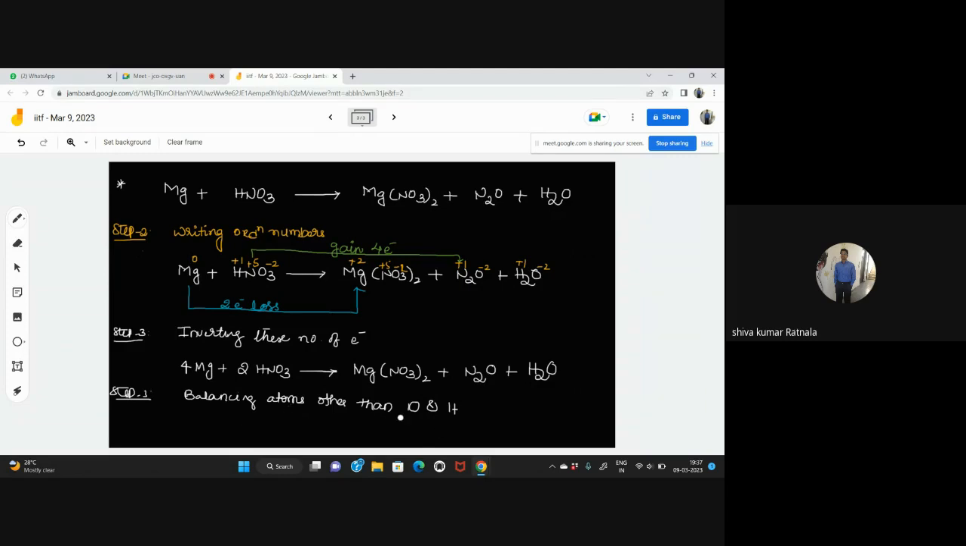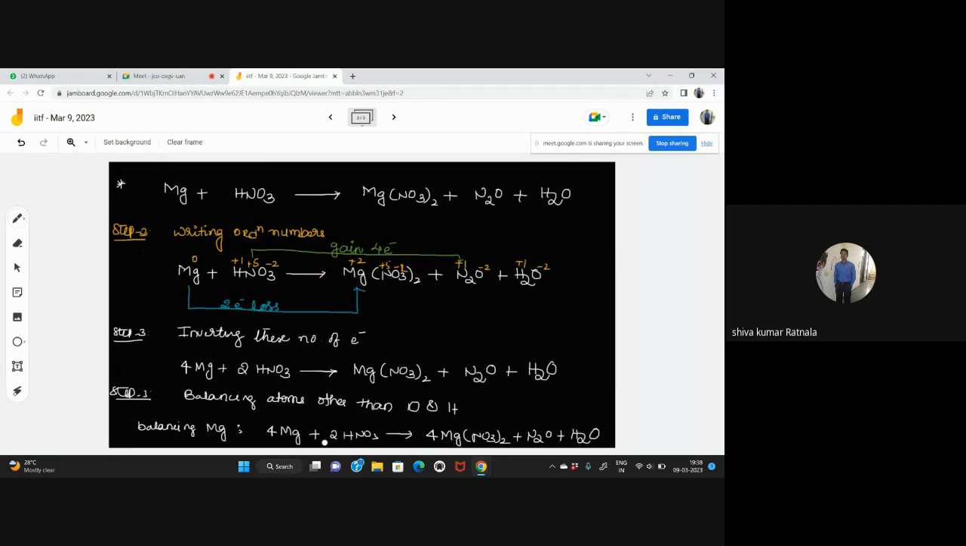Next, there are 4 Mg on the left, so let me write 4 Mg on the right side also. I'm going to do it step by step. Balancing magnesium first: the left side has 4 Mg, so the right side should also be 4 Mg. Isn't it?